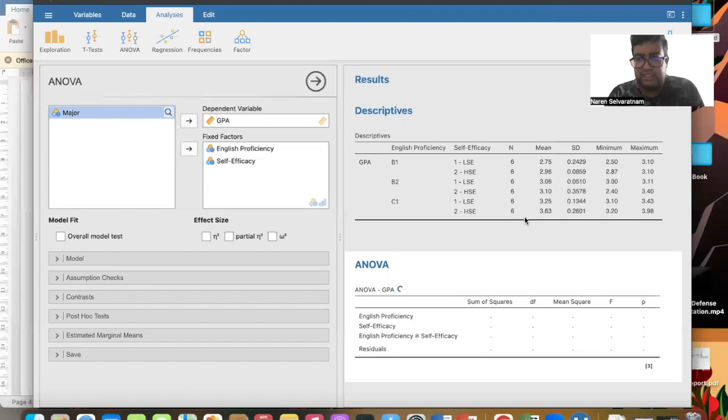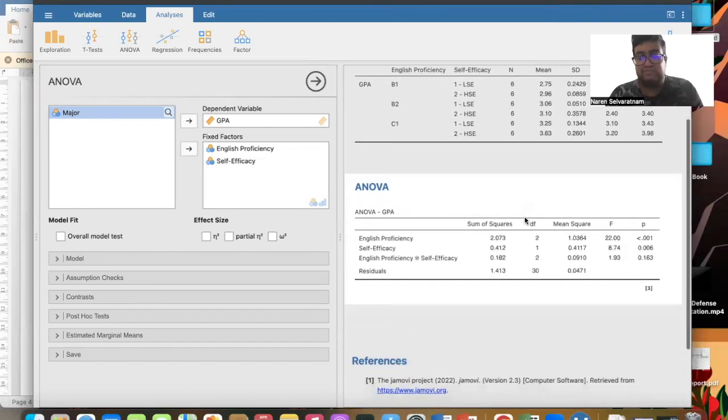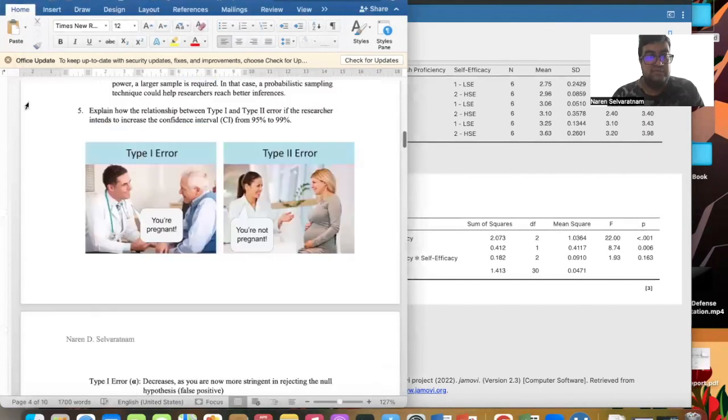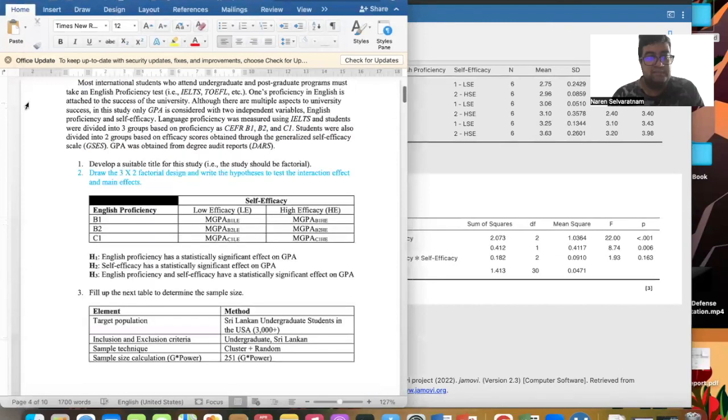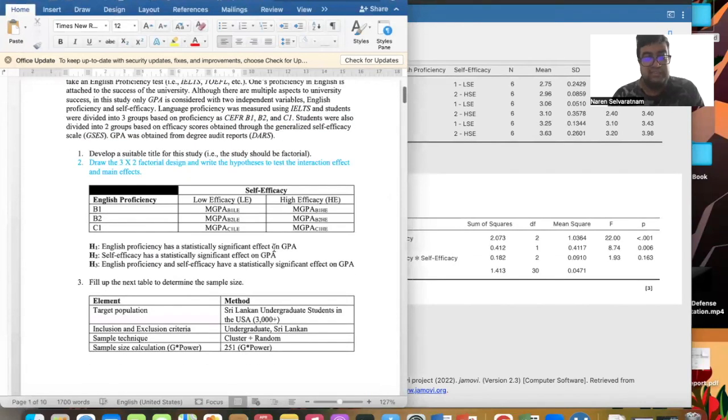Now this is my initial ANOVA table. English proficiency: yes, English proficiency has a statistically significant effect on the GPA. Let's check which hypothesis that is. English proficiency has a statistically significant effect on GPA. So this hypothesis can be accepted.